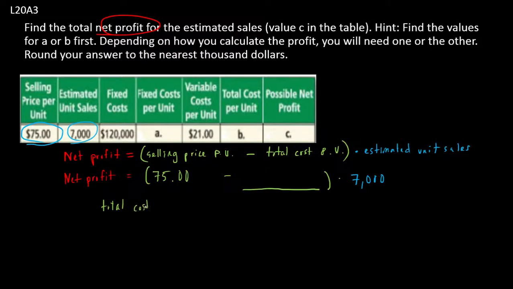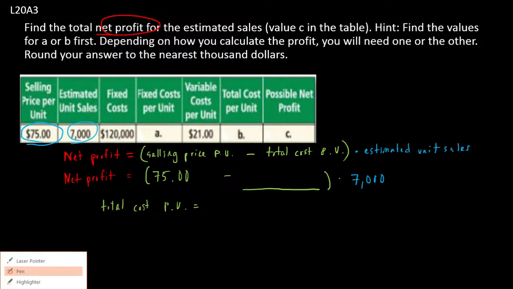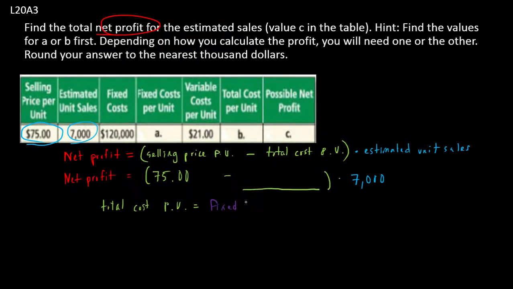So our total cost per unit is found by taking our fixed cost per unit, and adding it to our variable cost per unit. Now, we don't know the fixed cost per unit. We know the fixed cost, but that's total. That's the cost for all the units. We want to know per unit.